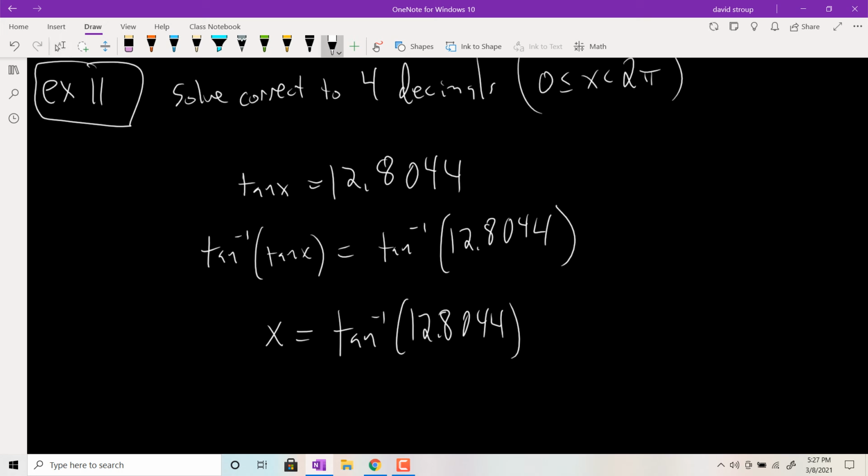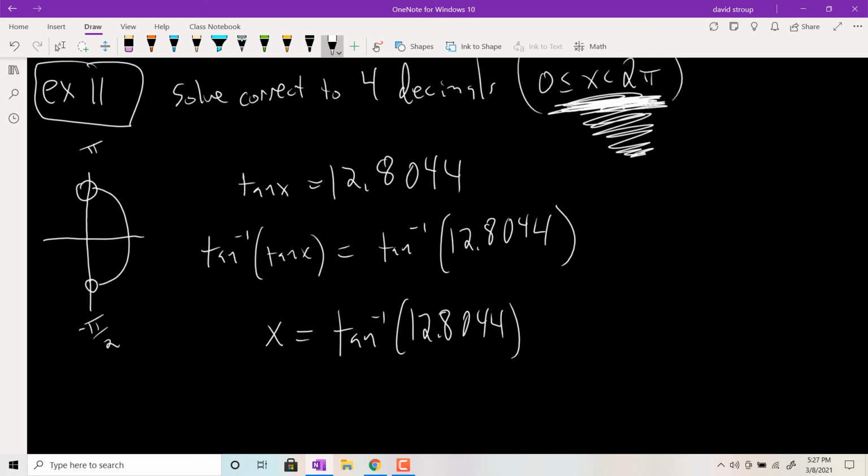Okay. The problem with this is your calculator answer will not give you all the solutions you want between 0 and 2 pi. The calculator answer is just going to be one answer, right? And on top of that, that answer may not even be in this interval from 0 to 2 pi, because if you remember the range for tan inverse, it goes from negative pi over 2 to pi over 2. So when you do your tan inverse, you might end up with something that's negative, right? Anyways, let's take a look at this one.